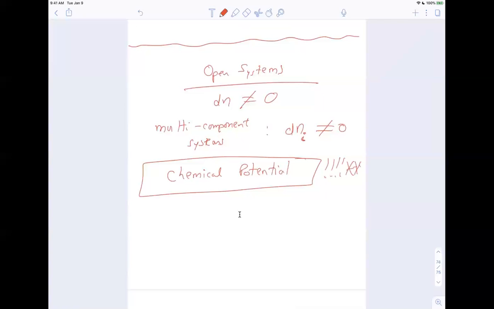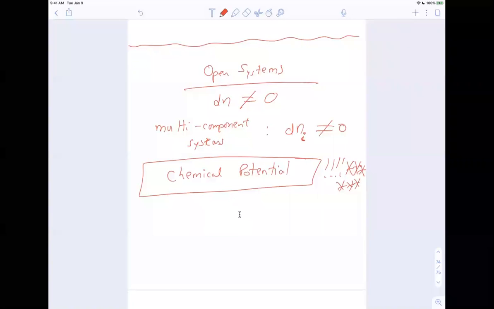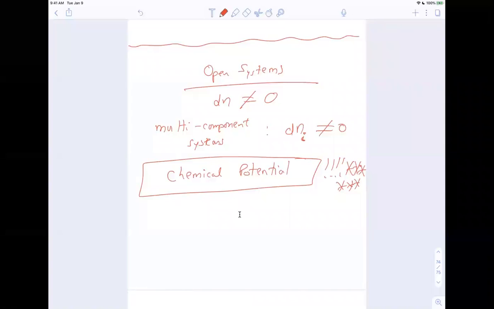Okay. This is where it's at. We talk about things, the chemical potential. And this is going to allow us to now treat systems where N is changing. Of course, this is very important for us as chemists. The way we'll do that is first address how G is going to be affected when we allow N to change in the system.